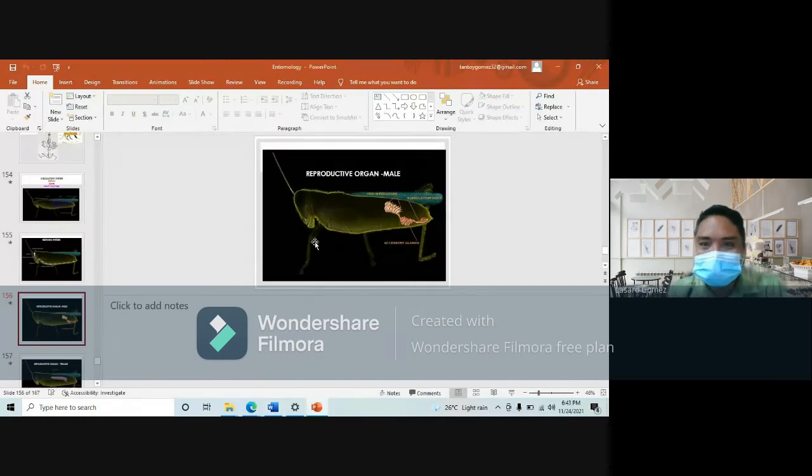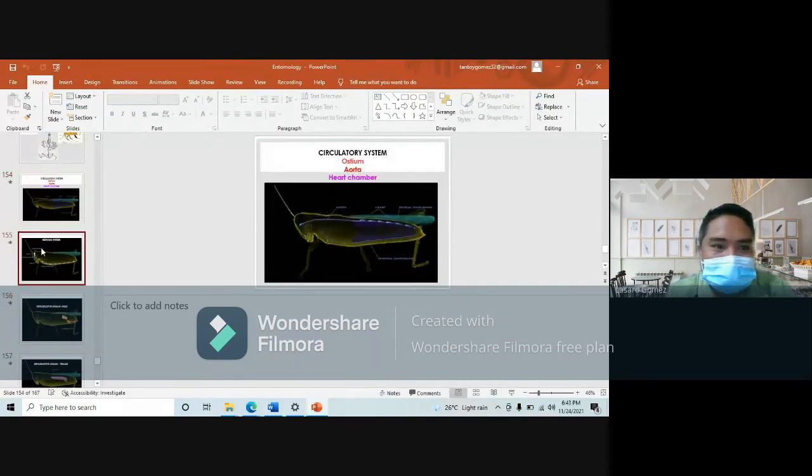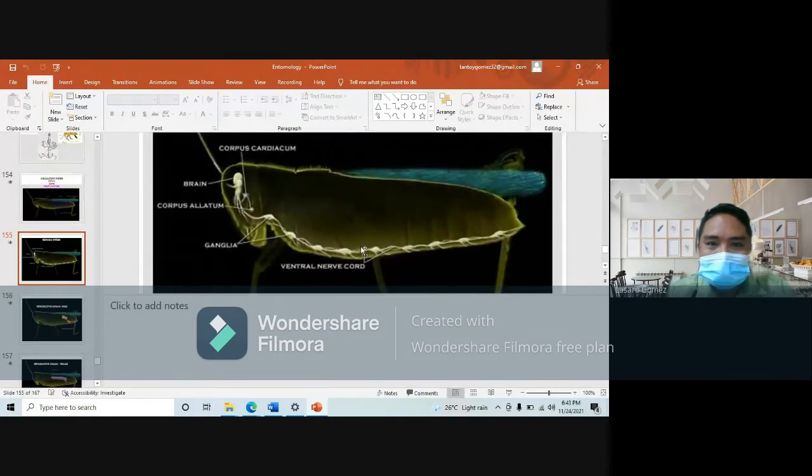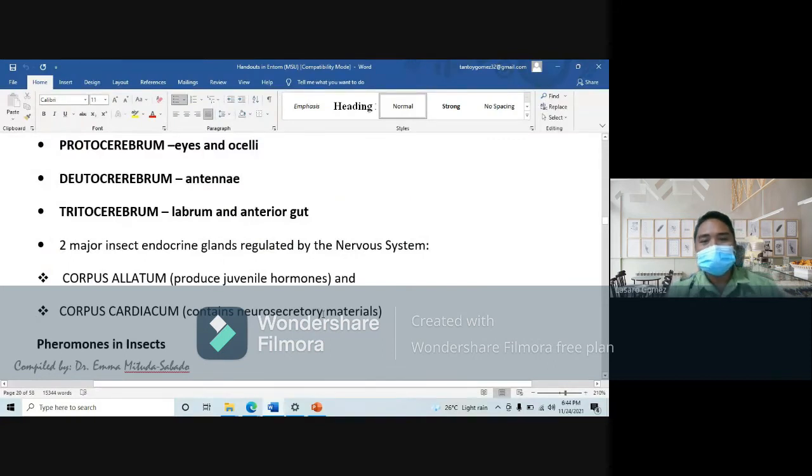Okay, let's look at where the corpus allatum is. Okay, this one, corpus allatum. The corpus allatum is attached to its brain, as well as the corpus cardiacum. Cardiac. Contains neurosecretory materials. Actually, there are many. If you look at it, the insects, this does not run by only one system, but the whole system of the insects.